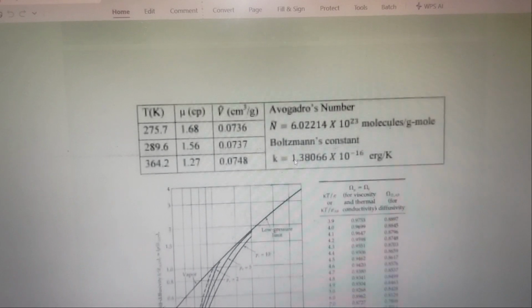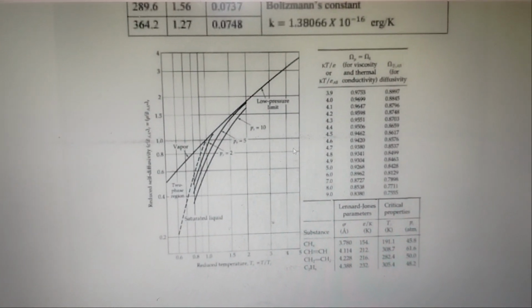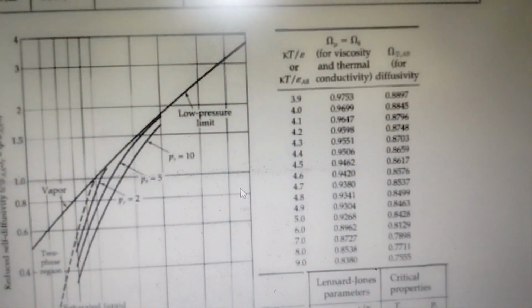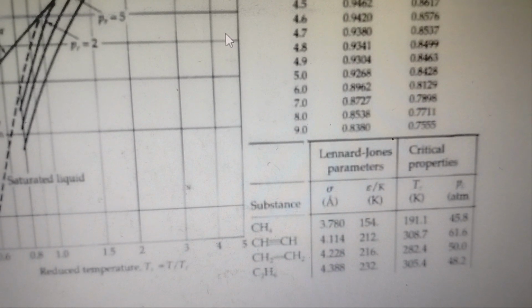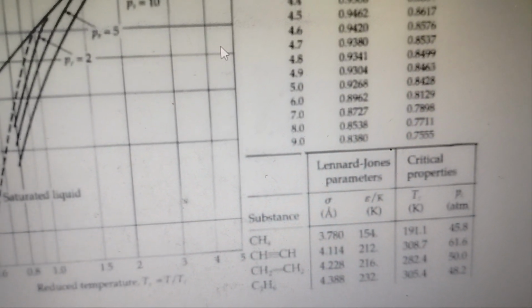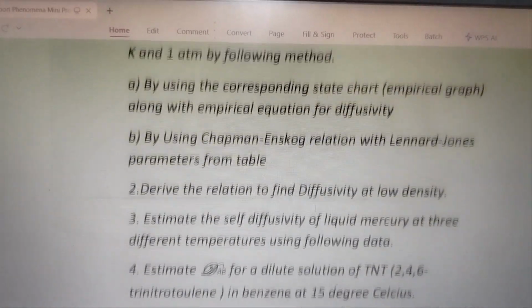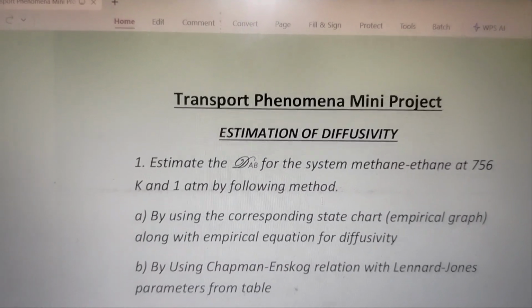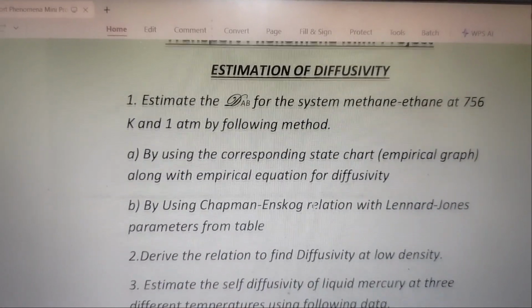These are the tabular data which we are going to take help from, and this is the graph through which we estimate diffusivity, and this is the table. I hope you all can see it. These are the Lennard-Jones parameters and critical properties with respect to the substance. We will be using these so that you can understand very nicely using these questions. Thank you very much. We'll delve into these questions, solving one by one.